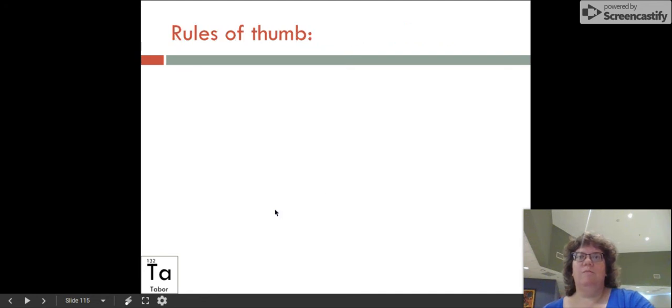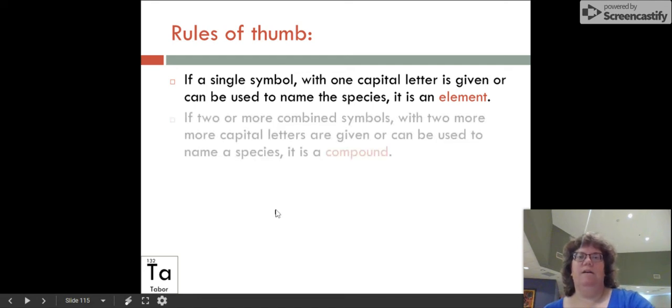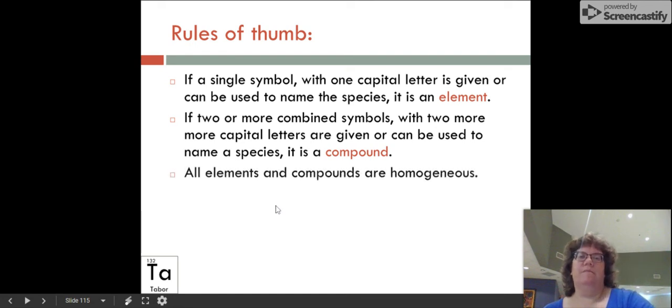So, quick little summary. If there is a single chemical symbol with one capital letter, that's an element, whether it's just the H for hydrogen or the capital N with the lowercase e for neon, only one capital letter, that makes it an element. If there are two or more symbols with two or more capital letters, that will be a compound. All elements, all compounds are homogeneous, so that's important to remember.